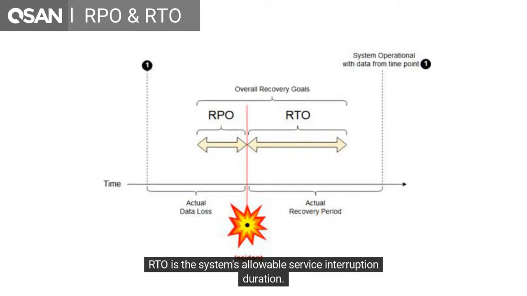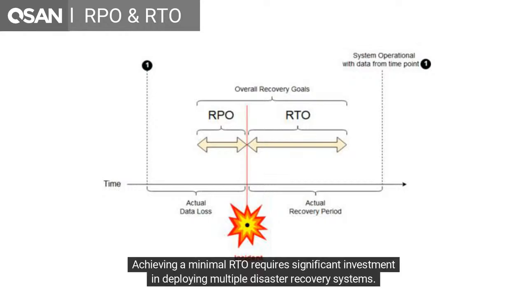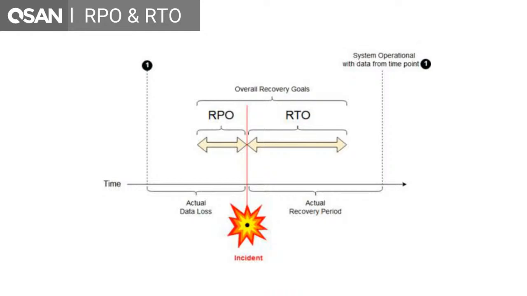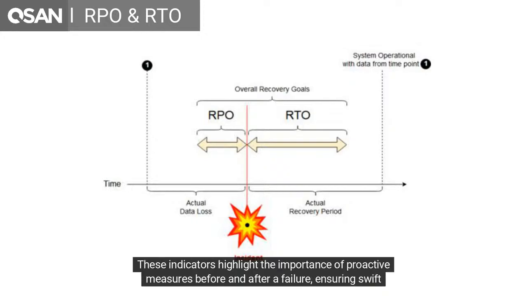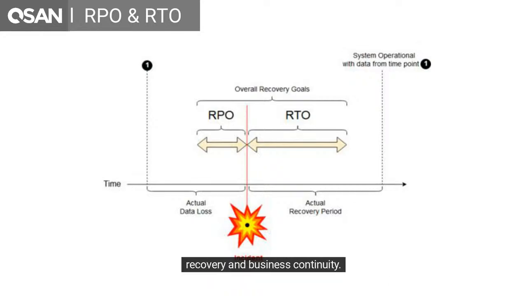RTO is the system's allowable service interruption duration. A lower RTO indicates a stronger data recovery capability. Achieving a minimal RTO requires significant investment in deploying multiple disaster recovery systems. Smaller values for both RPO and RTO effectively shorten the transition from business interruption to normalcy. These indicators highlight the importance of proactive measures before and after a failure, ensuring swift recovery and business continuity.